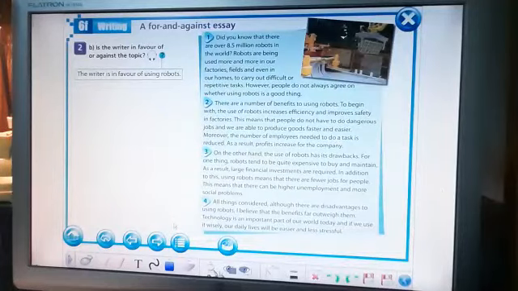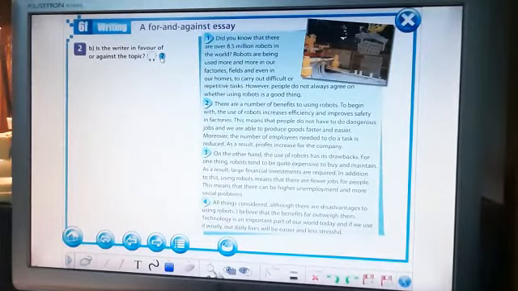So this is part 2. You had enough time to see again or to read again the essay. So the second, or 2B question, is: is the writer in favor of or against the topic? Of course, that answer is obvious in the fourth paragraph, where he says, "I believe that the benefits far outweigh them." So there are more advantages than disadvantages. This is the writer's opinion. The writer is in favor of using robots.